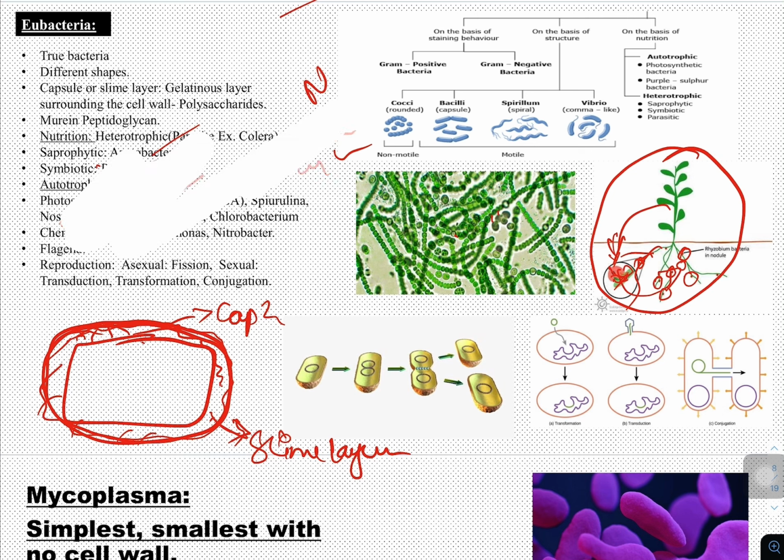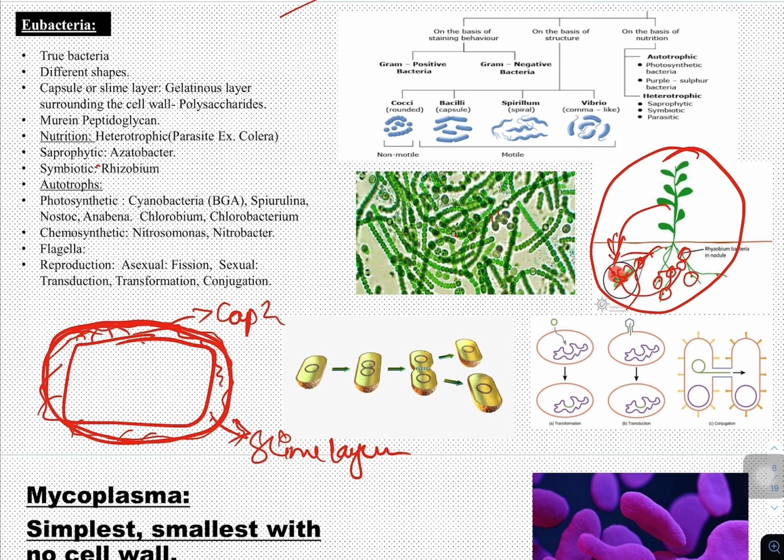Then next, for movement they have flagella. Again, reproduction takes place by the asexual method, which is by fission, as I already told. One cell splitting into two cells is called fission.